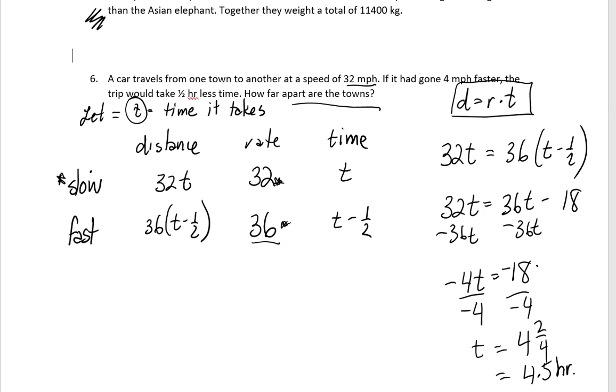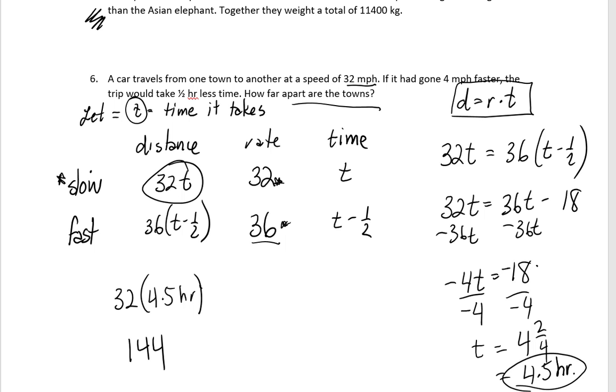So now we have to find how far apart the towns are. So we've just found the time it takes. If I take 32 times 4.5 hours, then punch that into my calculator, 32 times 4.5, I get 144 miles. So the distance the car had to travel was 144 miles, or the towns are 144 miles apart.